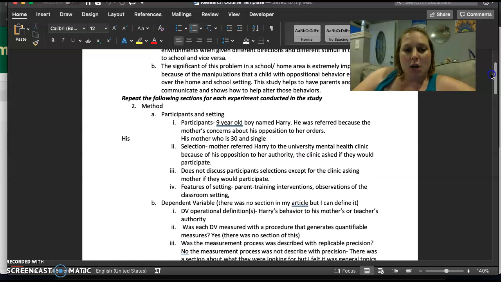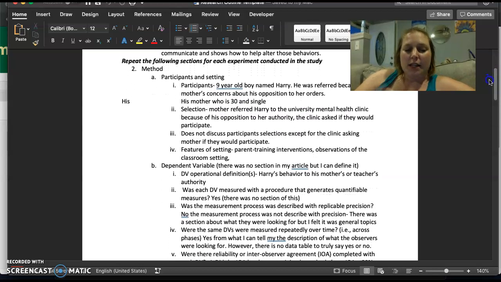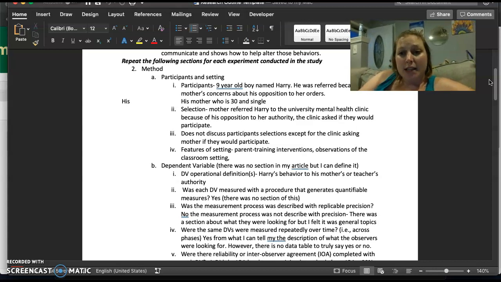So diving into this article, basically, a 9-year-old boy named Harry was referred by his mother. His mother was asked by the clinic to participate in this research, and the mother agreed. No true defining of how participants were picked. It was one participant, and it said that it was going to be observations in the classroom and then parent training. Dependent variable, no true definition.